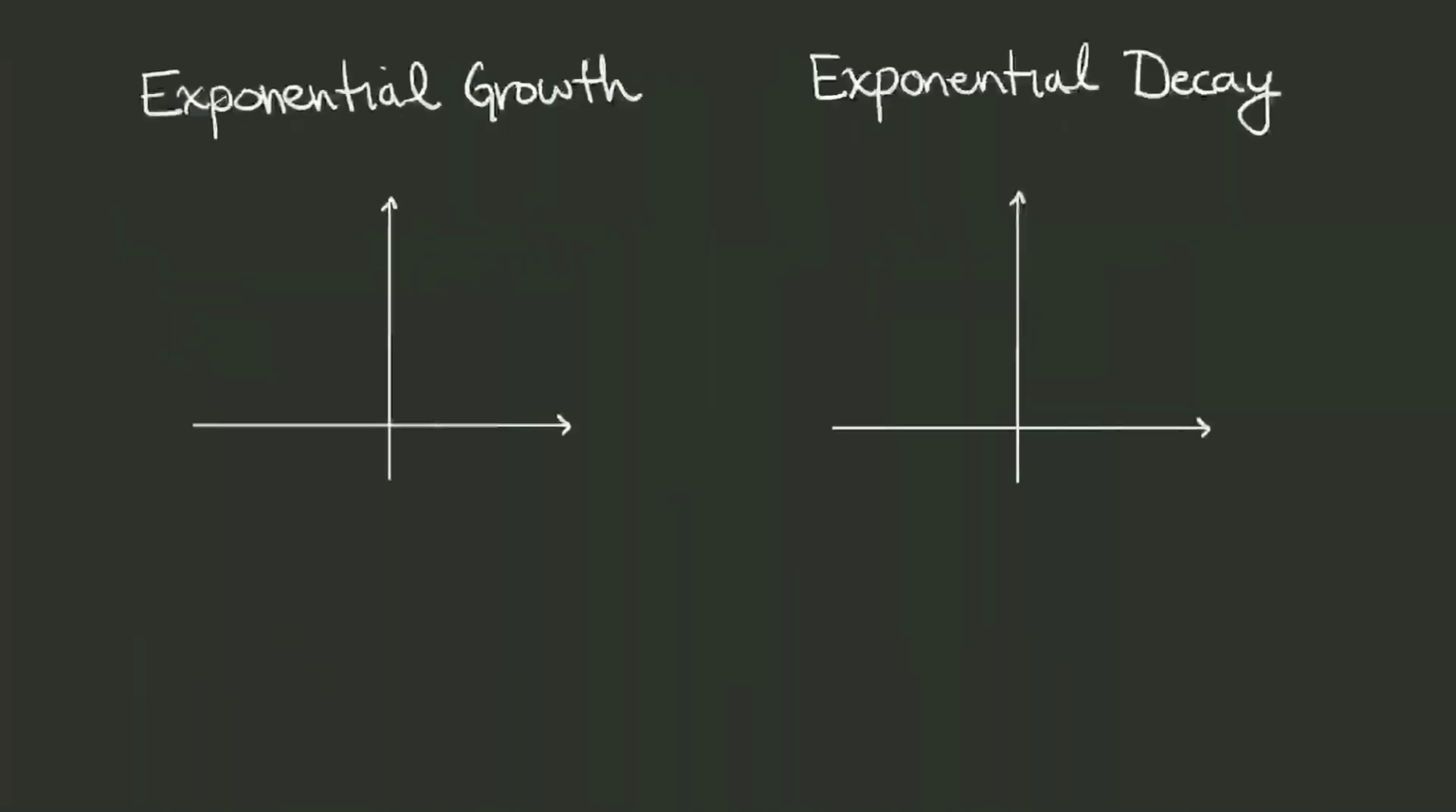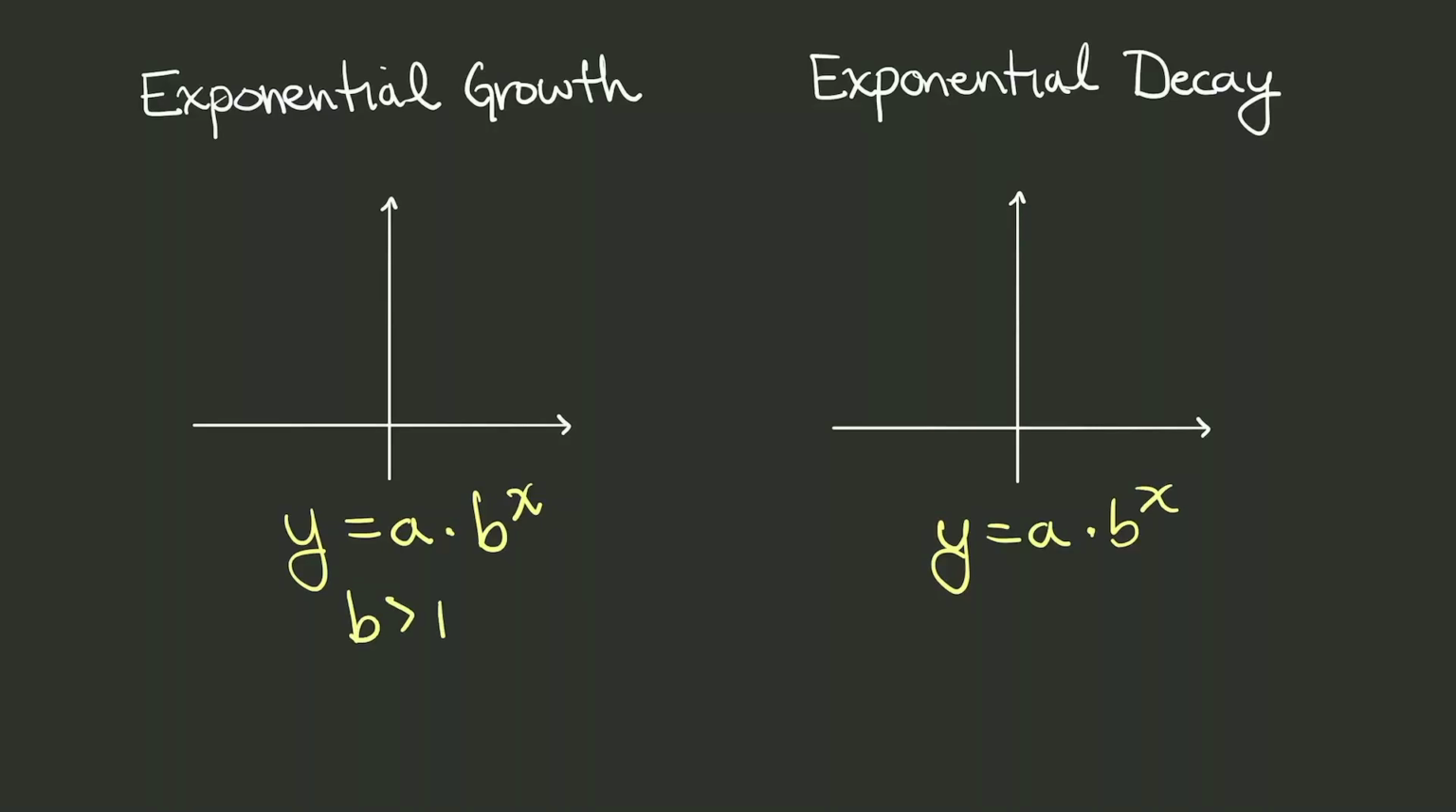We'll consider two types of exponential functions, exponential growth functions and exponential decay functions. Now they're both going to have the equation y is equal to a times b to the x. The difference is going to be the value of b. Exponential growth will occur when b is greater than 1. And exponential decay will occur when the value of b is between 0 and 1.